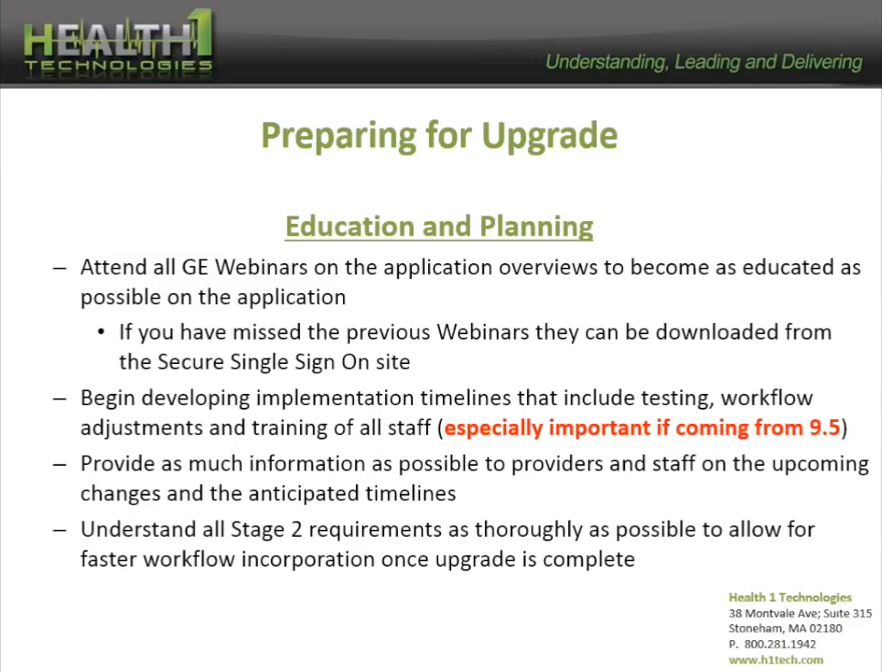I'm recommending that you provide as much information as possible to your providers and the staff. Let them know that there are changes coming, and that you have some rough timelines of what they look like, so that people can plan vacations and such, so that they're prepared as much as possible. And then lastly, understand all the stage 2 requirements as thoroughly as possible, so that when we do get that system, we know exactly what we need to do. We can incorporate the content changes, the application changes, and workflow changes, and get it up and going in the system quickly.